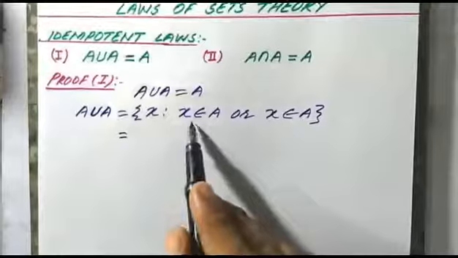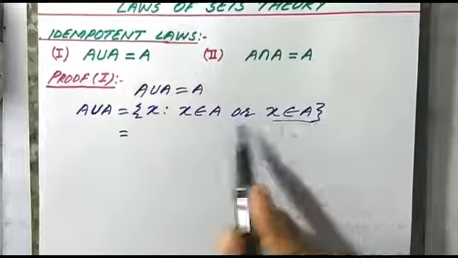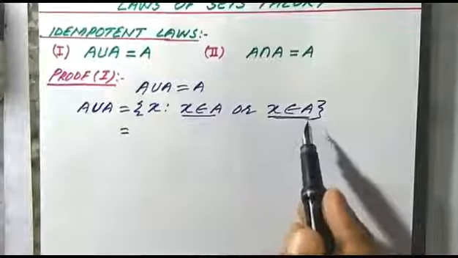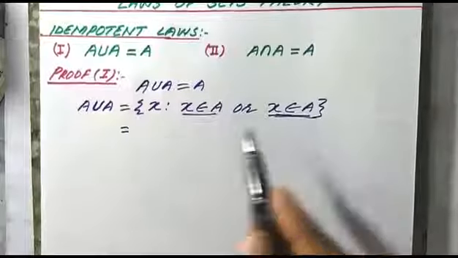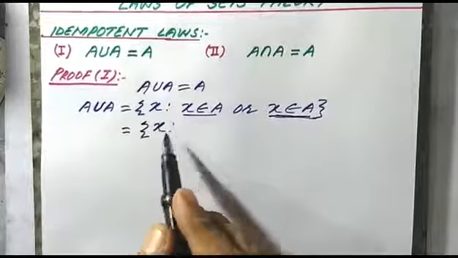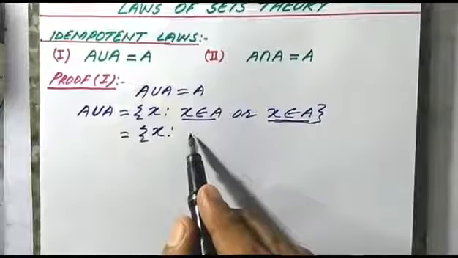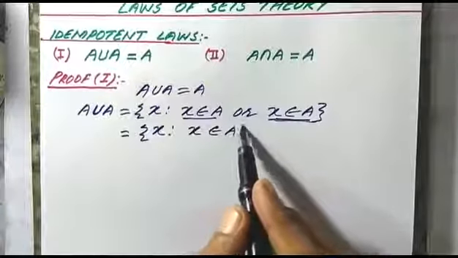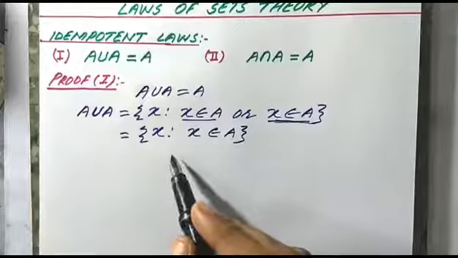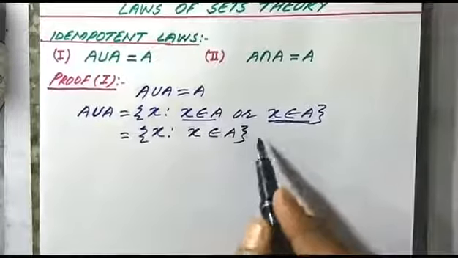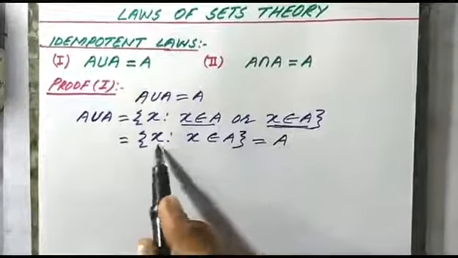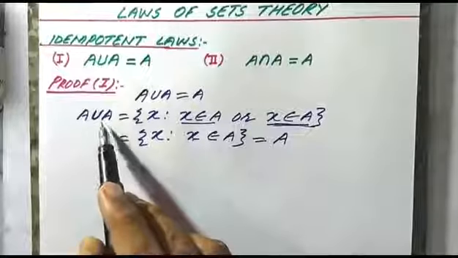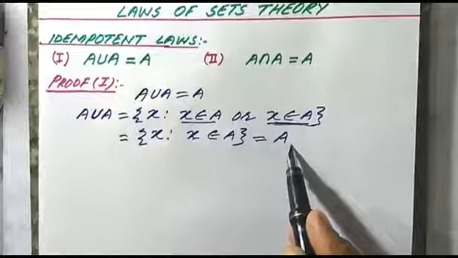Clearly there is a repetition of the same statement, X belongs to A or X belongs to A. These two statements are identical, so we may write these two repeated statements only once as X such that X belongs to A. And by definition, this is the set A itself, a set of X such that X belongs to A, that is the set A. So we have proved that A union A is equal to A.